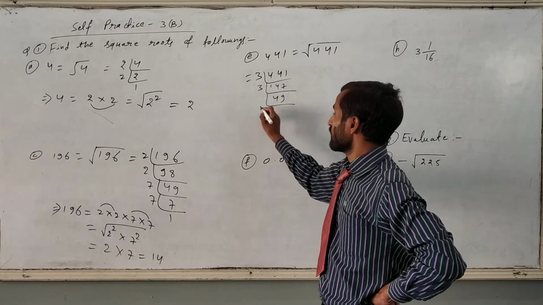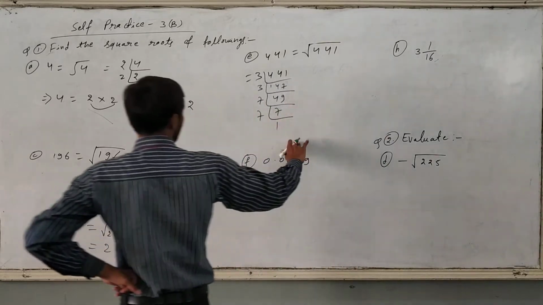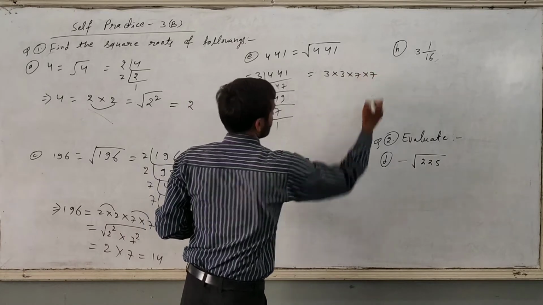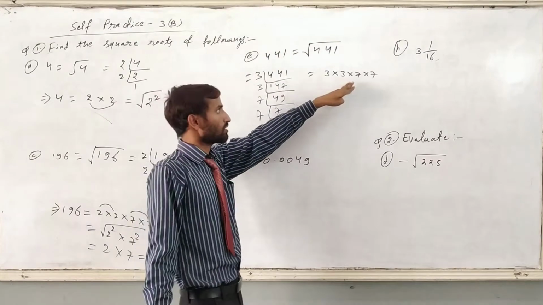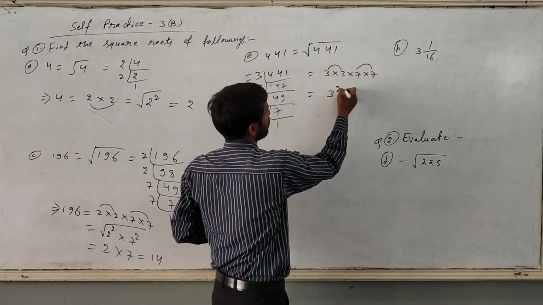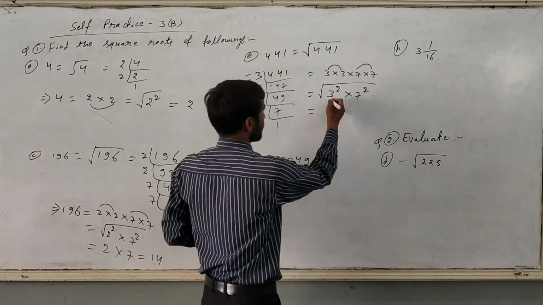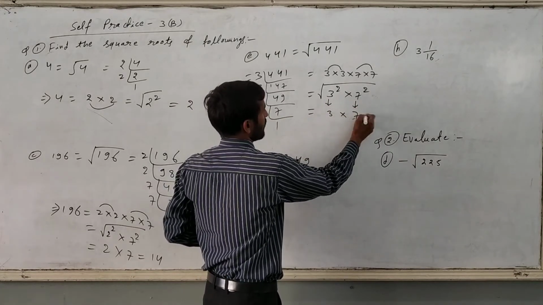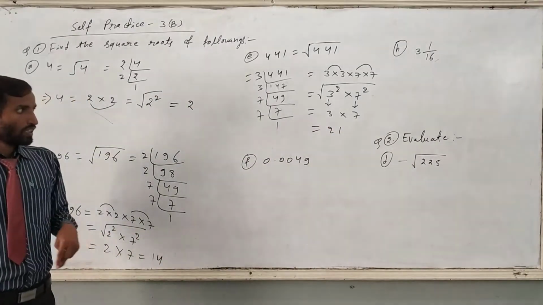Then we can divide by 7, 7, then 7, 1. So you make pairs, which means 3 into 3 into 7 into 7. The factorization of 441 is 3 into 3 into 7 into 7. Here also just make pairs, 3 power 2 into 7 power 2. Now put the square root symbol. Now take 3 outside and 7 outside and multiply. So 3 into 7, the answer is 21. So the square root of 441 is 21.